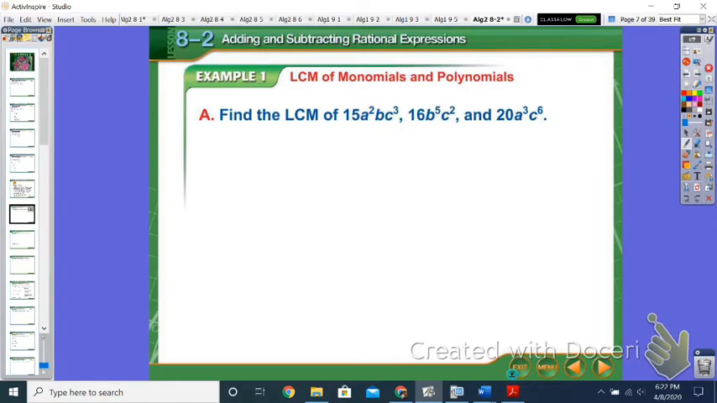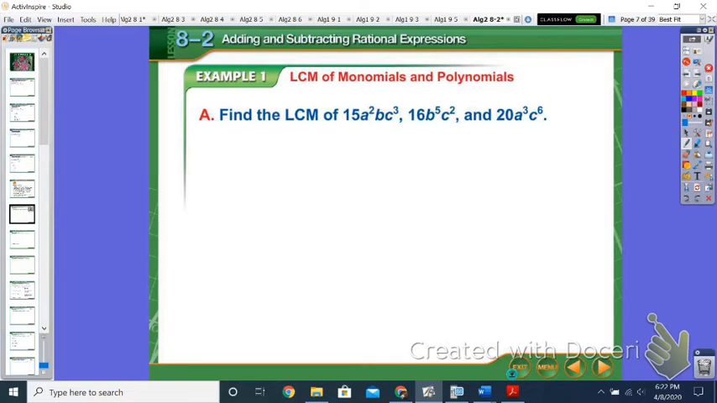All right, so today I'm breaking 8.2 down into 3 separate lessons, right? So we're only going to do the first part here. It's basically focused around your LCM, your least common multiple, which is something you've talked about in previous math courses, but not in the same way that we're going to do it now, okay?